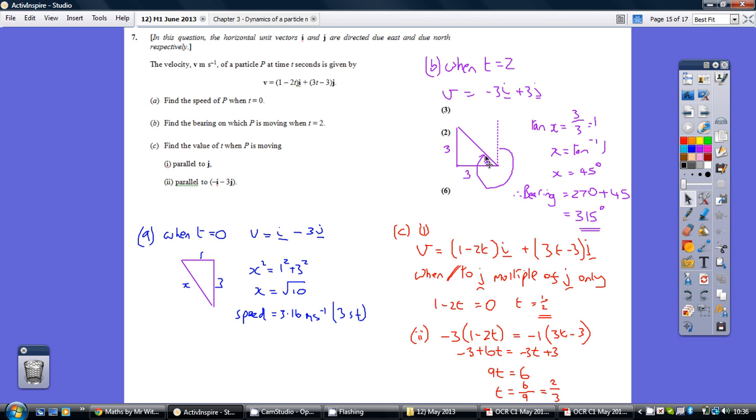So what's the bearing? The bearing's measured from north, so all the way around here, that's 270 plus the 45, 315.